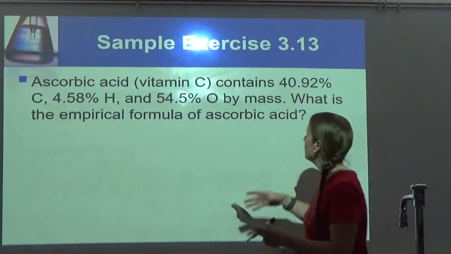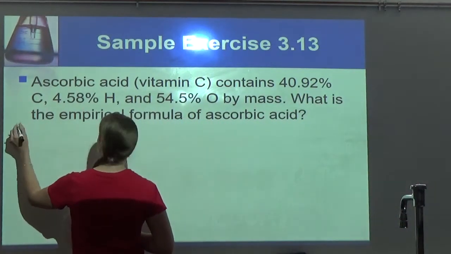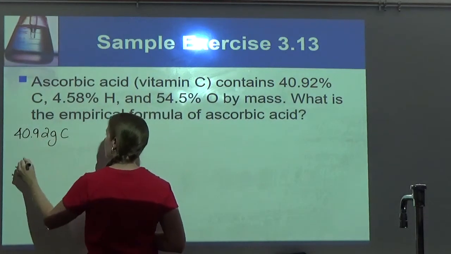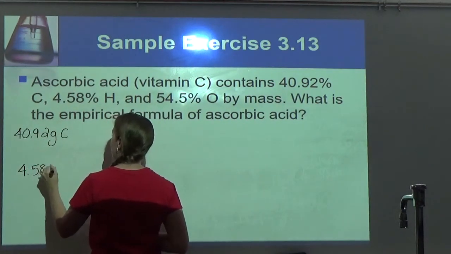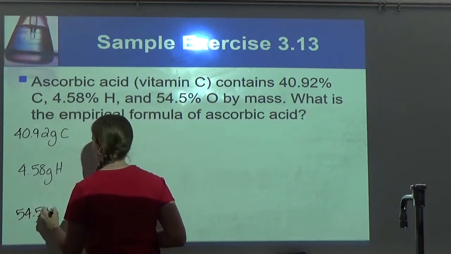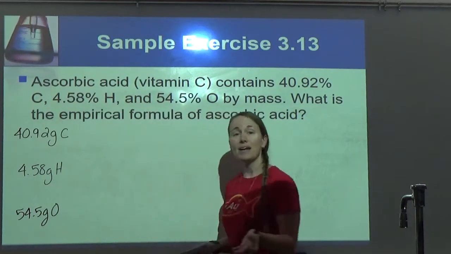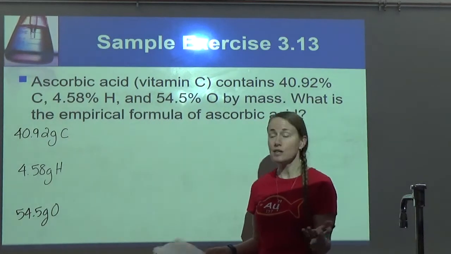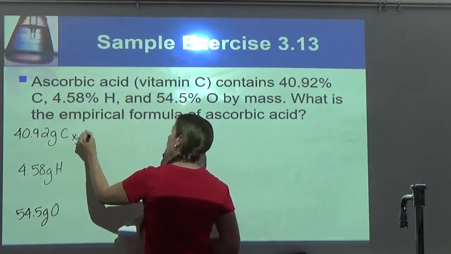So we start with our percentages and we change them to grams. So I have 40.92 grams of carbon, 4.58 grams of hydrogen, and 54.5 grams of oxygen. So my next step is I need to change them to moles, because moles is what can help me get to the subscripts. So I divide each one by its molar mass.